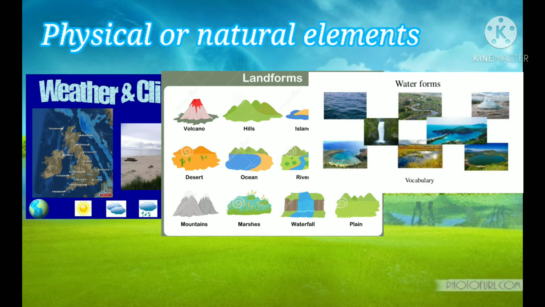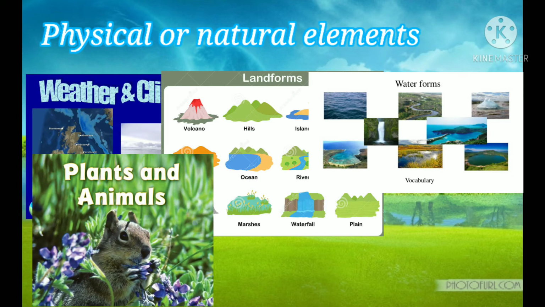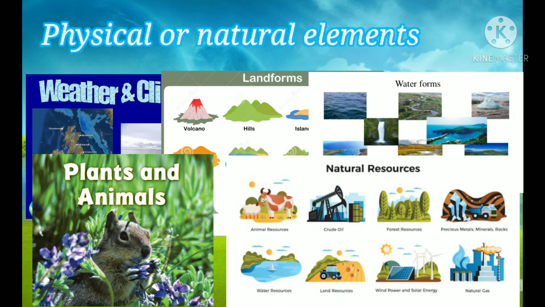Next is water forms. In the water forms, you can see the oceans and seas, and also the waters of the land. And the next one is plants and animals. And of course, our natural resources.